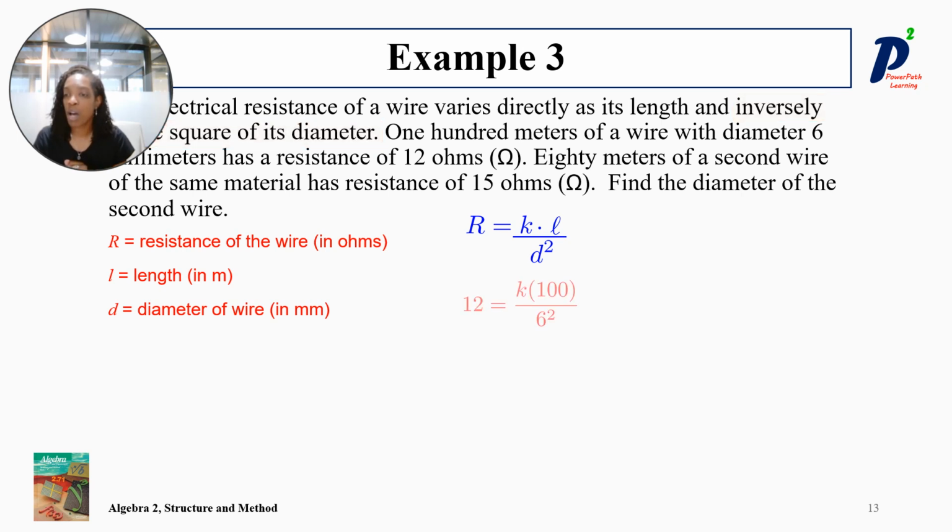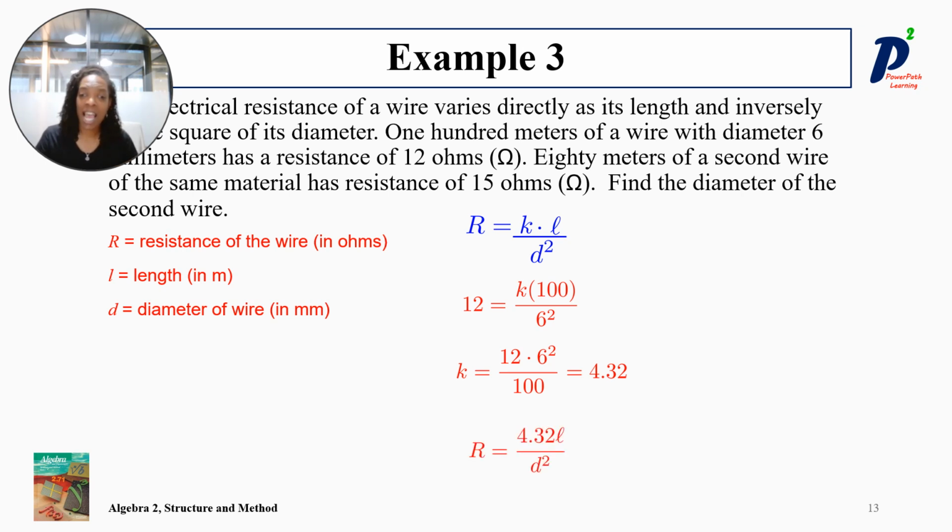Now let's substitute the information given to us in the second sentence and solve for k. So R is equal to 12, L is equal to 100, and our diameter is 6. Solving for k, I get 4.32. I can put that back into my original equation, and now I've got something that I can use to find any value of R, D, or L.